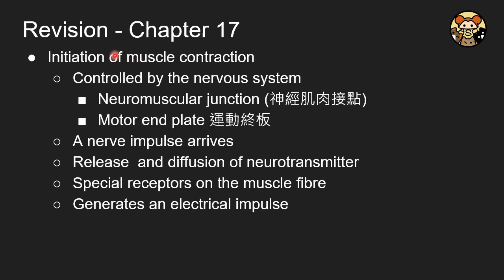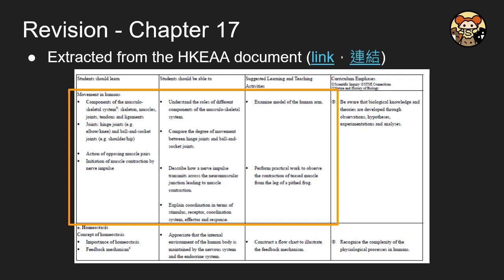And this is how the muscle is contracted. Actually, your nerves will control it through the neuromuscular junction. And once the nerve impulse arrives there, the neurotransmitter will be released and it will generate the electrical impulse in your muscle.